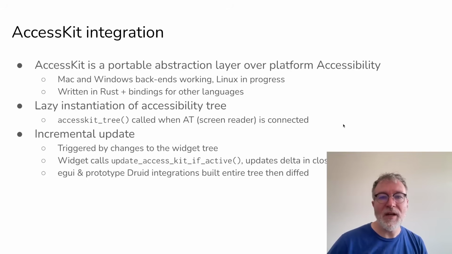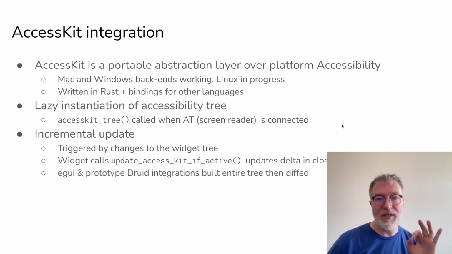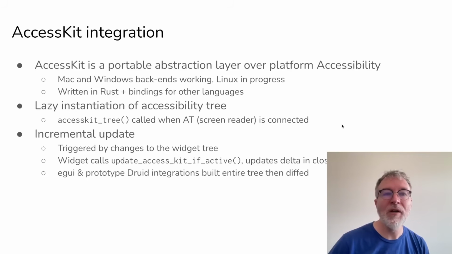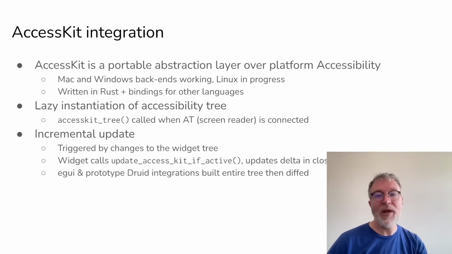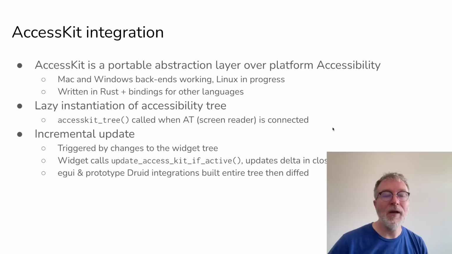One of the other things I wanted to talk about, which is exciting because it's new work, is the AccessKit integration. AccessKit is a portable abstraction layer over the platform accessibility capabilities. We now have, and I say we, but this is mostly work by Matt Campbell, and I really want to give him credit for this, Mac and Windows backends working in fairly decent shape. They're not complete, but they're a very, very good start. And the Linux backend is in progress.